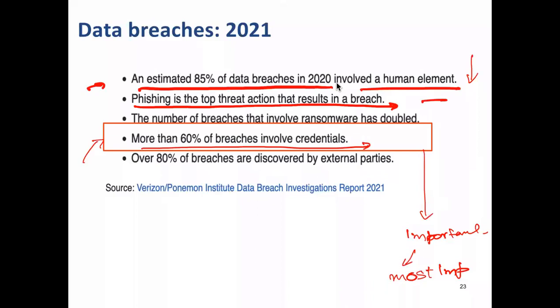All right. Now, the number of breaches that involve ransomware doubled in 2021. See, ransomware is something where a cyber criminal is able to get into the system of an individual and then encrypt the whole hard disk.